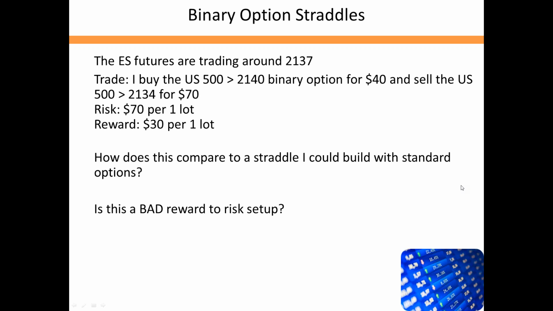So what I can do here is trade two different binary options. In this case, I buy the 2140s, which are the upside strike. I sell the 2134s, which is the downside strike, both 3 points away from our current level. And I can do that and get a maximum risk of $70 with a reward potential of $30. How does that compare to a straddle that I could build with standard options? It is much better on a reward to risk ratio and way, way cheaper, I can tell you that much.